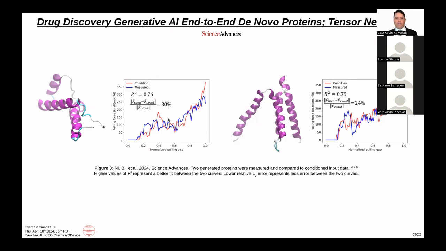So the red line is the condition. This is basically saying we want to generate a protein that matches our red line, okay? And the blue line is how far off it is. So the R-squared value for this is 0.76. And then I think the L2 is a relative error. So you basically want the higher R2s and lower relative errors. And you see, it's all relative.